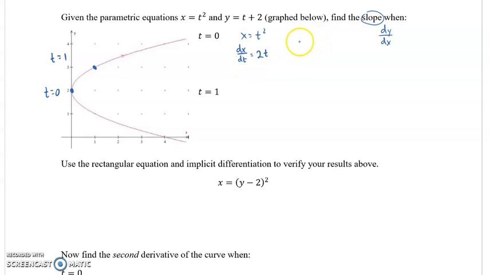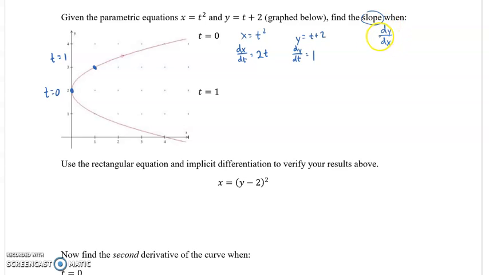Right? The other part of this is that y equals t plus 2. So when I differentiate this equation with respect to our independent variable t, we get dy/dt equals, well, the derivative of t with respect to t is 1. And the derivative of 2, well, 2 is a constant. 2 is not changing ever, so the derivative is 0 as always. So we have two different rates of change.